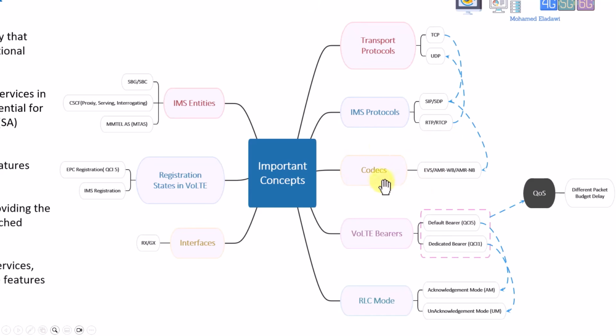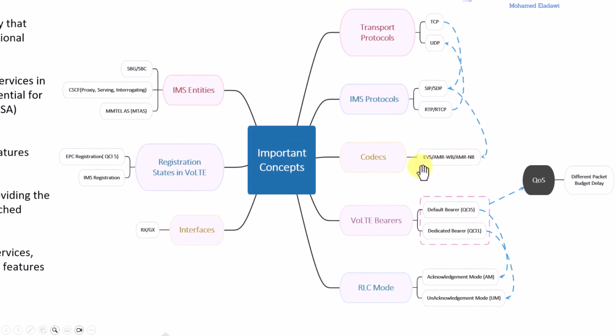And we have different codecs in VoLTE, which includes EVS, AMR wideband, and AMR narrowband. And we'll show all of them in the next sessions. Then, as you know, in VoLTE we have two bearers, which are the default and dedicated bearer. This also will be covered.